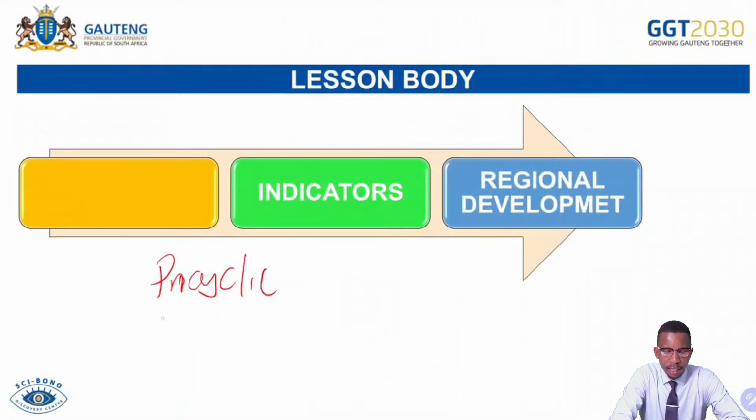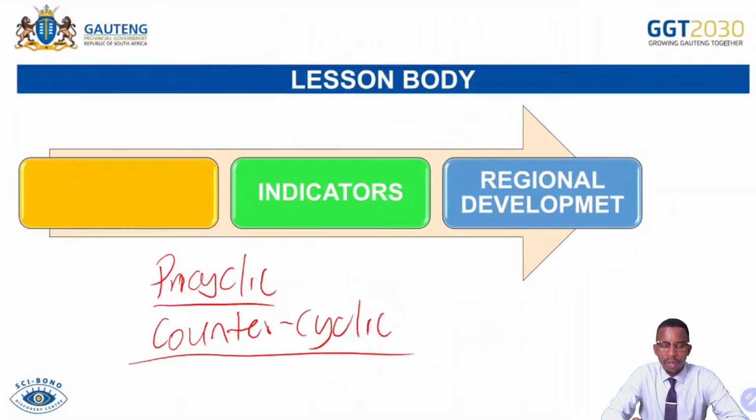The pro-cyclic as well as the counter-cyclic. So we have these two. The pro-cyclic economic indicators are economic indicators that are in proportion to economic performance. If they are in proportion, we mean as the indicator increases, the economy will also increase. As the indicator decreases, the economy will also decrease. They are pro-cyclic. They are in proportion to economic performance.